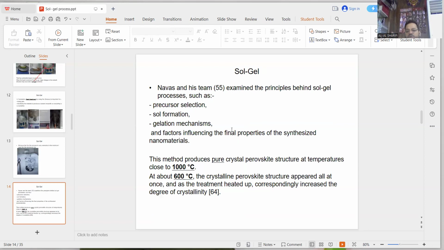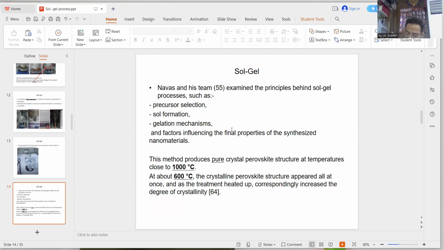Here, from another source, from another article, Sneeves and his team examined the principles behind the sol-gel process, such as precursor selection, formation, gelation mechanism, and factors influencing the final properties of synthesized nanomaterial. Here it's important: this method produces pure crystal perovskite, because I used it at a temperature close to 1000 Celsius. At about 600, the crystalline perovskite structure appeared all at once, immediately.